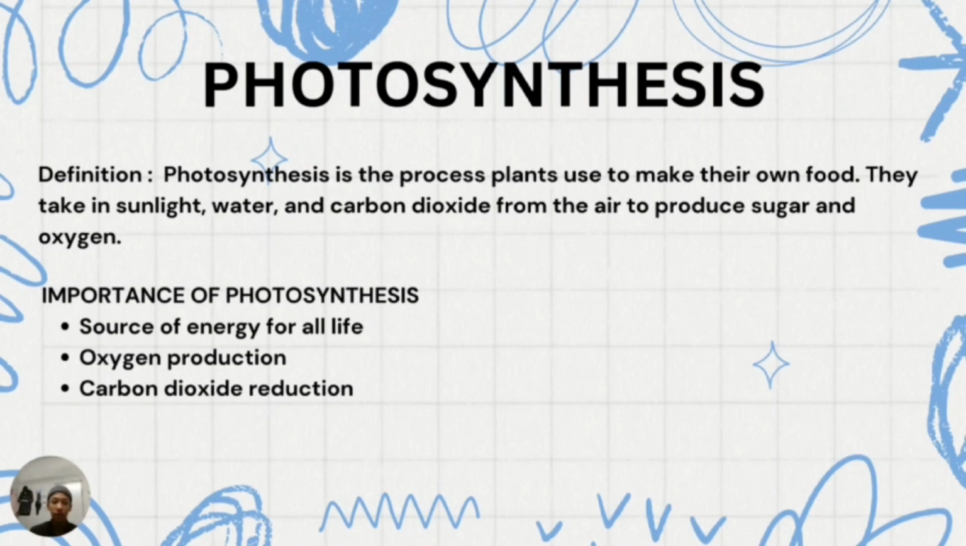Next, the subtopic is photosynthesis. The definition of photosynthesis is the process plants use to make their own food. They take in sunlight, water, and carbon dioxide from the air to produce sugar and oxygen. Importance of photosynthesis. There are three importance of photosynthesis, which are sources of energy for all life, oxygen production, and carbon dioxide reduction.